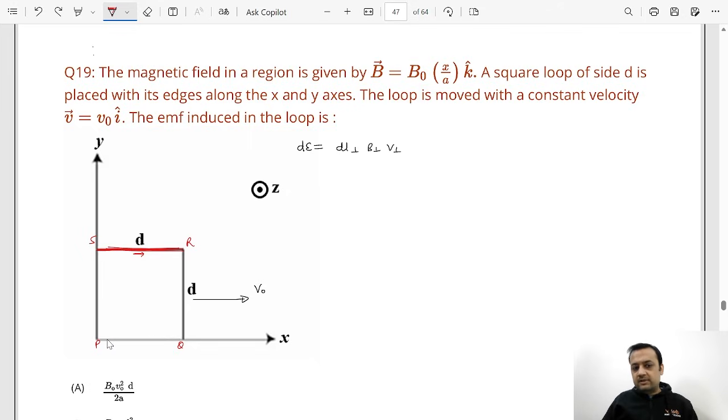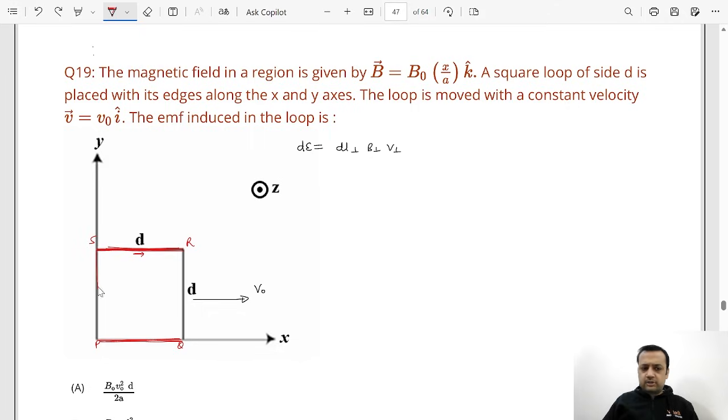Same logic holds true for this PQ. On this entire PQ length, EMF induced will be 0 because the length is parallel to the velocity vector. There is no component of length which is perpendicular to velocity. So on the SR and PQ, there will be no EMF induced. Now let's talk about the PS.